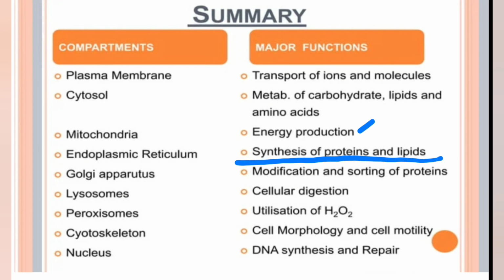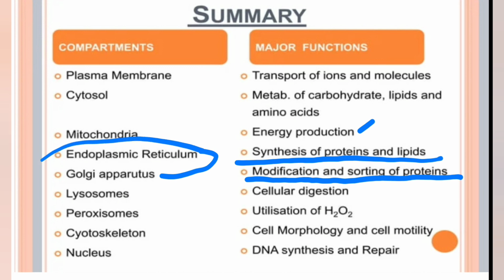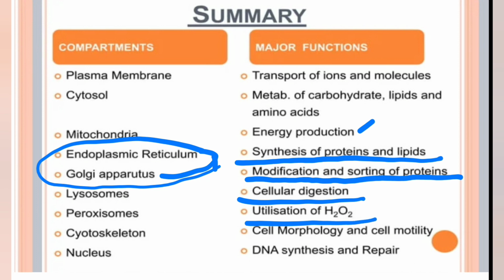And then Golgi apparatus, they do modification and sorting of proteins. After manufacturing the products like proteins, lipids and hormones, they will undergo modification or certain changes. Golgi apparatus is mainly for packing the products that are formed by the endoplasmic reticulum. These two are interdependent in functions. And then lysosomes are for cellular digestion. Then peroxisomes utilize H2O2. This is not completely necessary. And the cytoskeleton just helps in the structure.